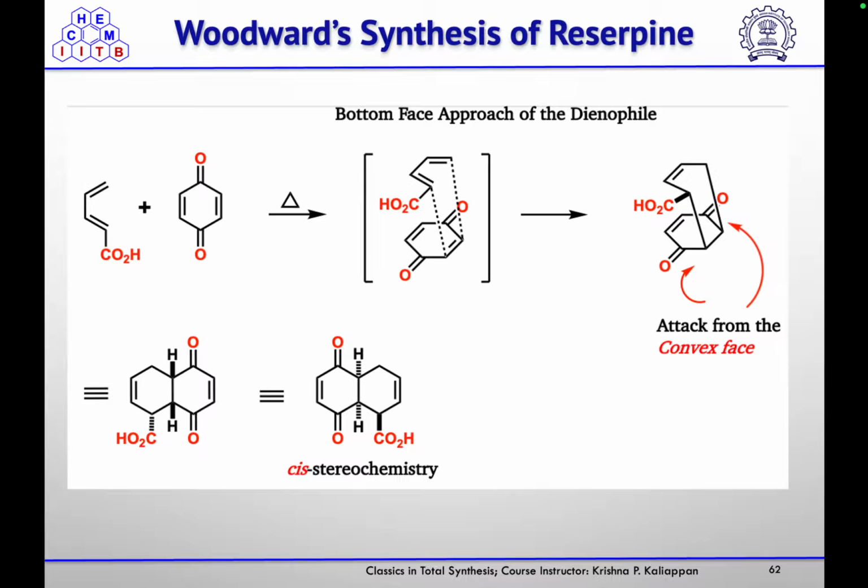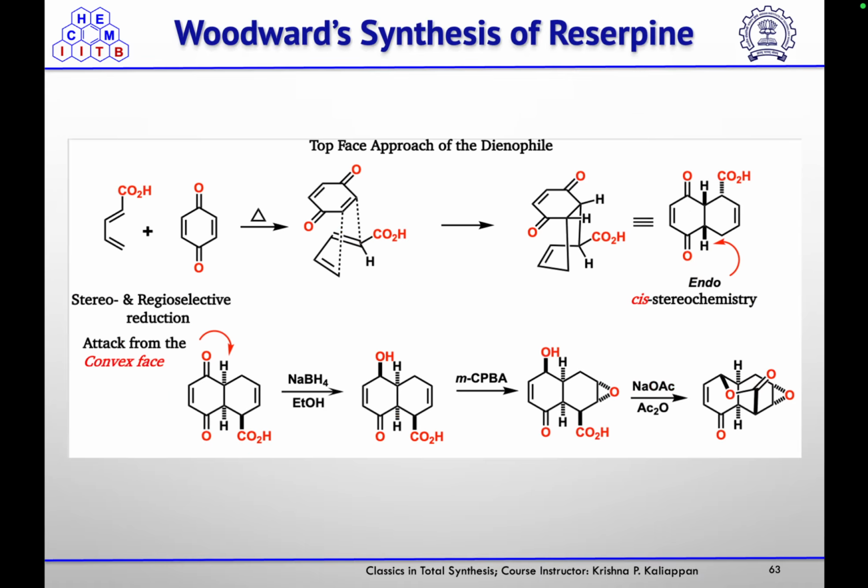So if your diene is in the plane and the dienophile is coming from the bottom face, then the attack will occur from the convex face, and you can get this cis stereochemistry at the junction. And if the dienophile is coming from the top face, then again in this case this is the endo-cis stereochemistry, and convex face attack will happen. So this will provide you one face selectivity for the attack of any nucleophile or any reagent after the Diels-Alder reaction takes place. So after the Diels-Alder reaction between the diene and 1,4-benzoquinone, you will get this product.